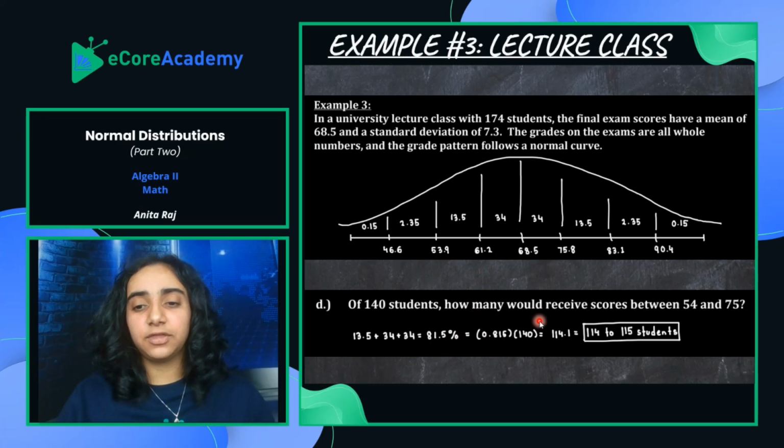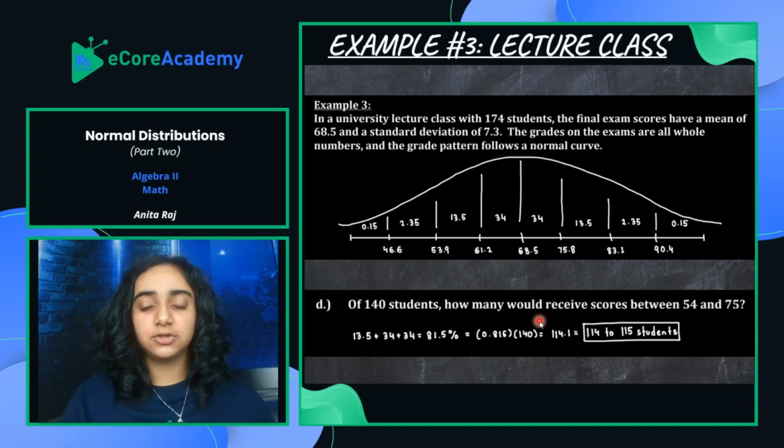But we're asked again for the amount of students. We're not asked for the percent. So we're going to convert 81.5% to decimal value. So that's going to be 0.815. Multiply that times the total, 140. We're going to get 114.1, but because they're students, we're going to round it. So 114 to 115 students.